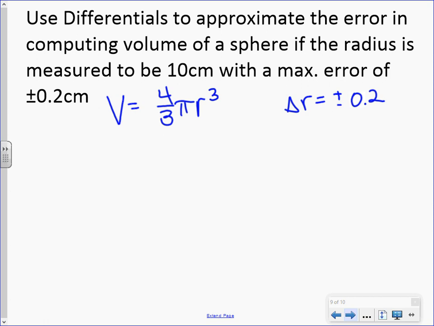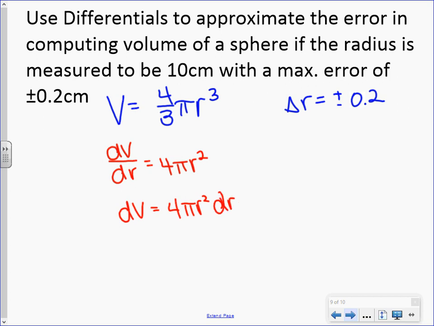Now we know that the derivative of volume with respect to the radius would be 4 pi r squared. Do you agree? So for our differentials, we're going to say dV equals 4 pi r squared dr. We're going to separate the dV and the dr. Now we want our radius to be 10 centimeters, and it is okay to have an error of 0.2.